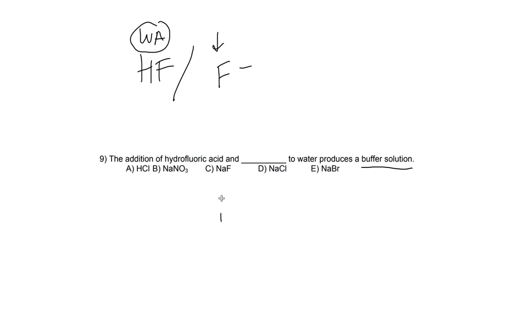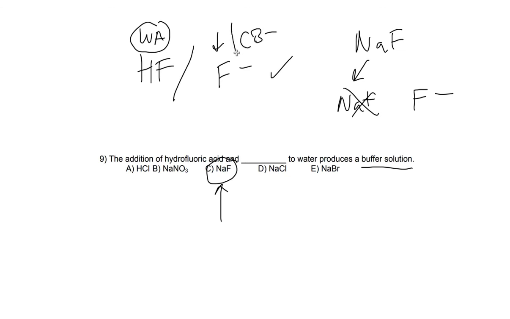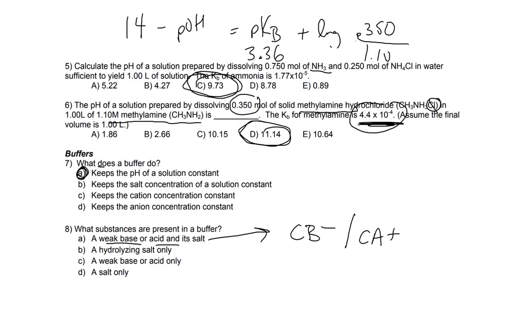Nine, the addition of HF produces a buffer solution to what? Well, HF is my weak acid, right? So this represents my weak acid. I need a conjugate base. My conjugate base would be taking H off, so F minus. Well, the only thing that's going to give me F minus is going to be C, because if I put NaF in solution, I produce Na plus, which we know is a heartbreaker, and F minus, therefore giving me a buffer solution. Weak acid and a conjugate base or a negative ion. Next.